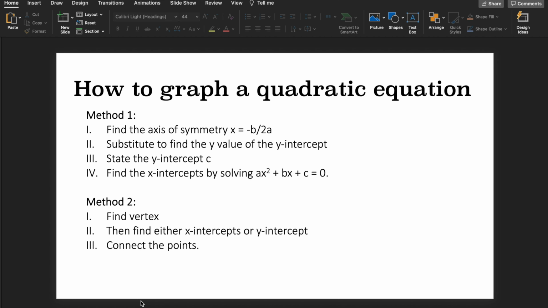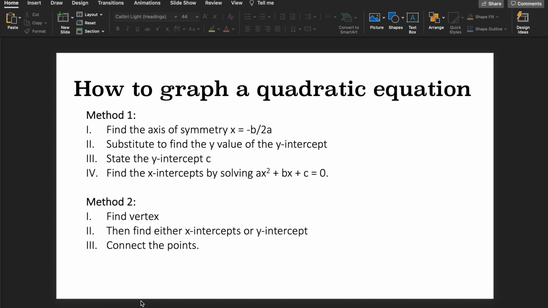Let's move on to the next topic. So the next topic is how to graph a quadratic equation. There is not really an exact method for it. You'll just have to find two important things of a graph, and then you'll have to sketch. I've given two examples here.